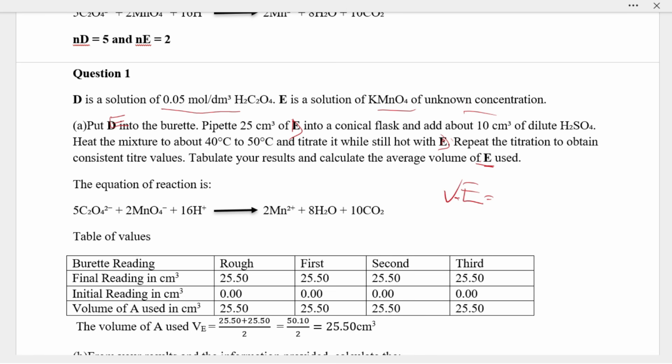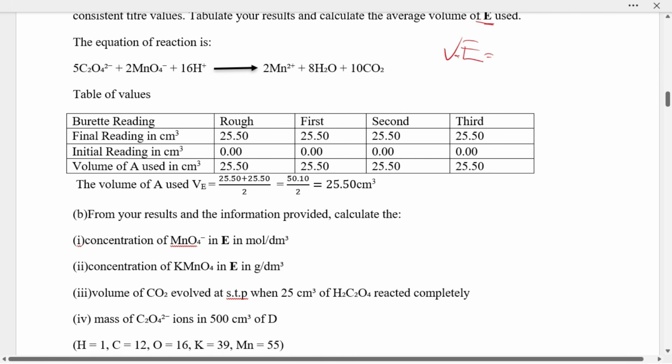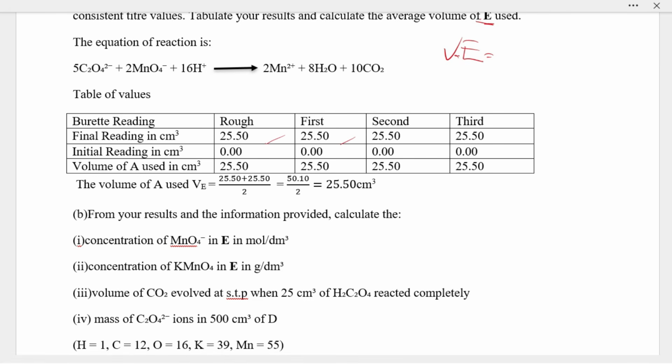For this particular one, I'm going to be using this table. This is how your table should look. Even though you are not using this particular value, no problem. Make sure you have your concordance value. Look at my concordance value: 25.50 plus 25.50 divided by 2. If you are using 3, make sure the difference is plus or minus 0.1.